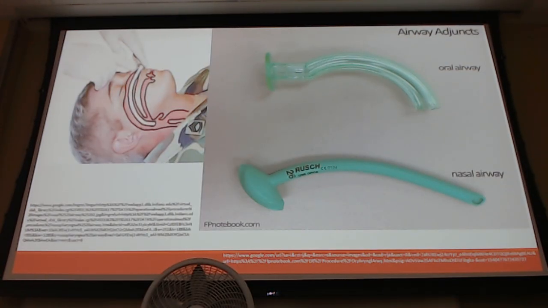So this is an easy airway adjunct. The patient can have an intact gag reflex. They can be awake, alert, and oriented. I know a lot of you have probably done them on each other. That used to be a big thing we do during training.